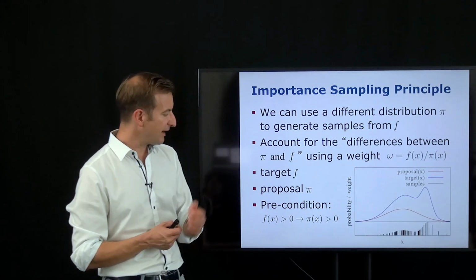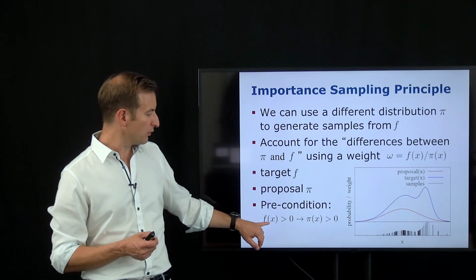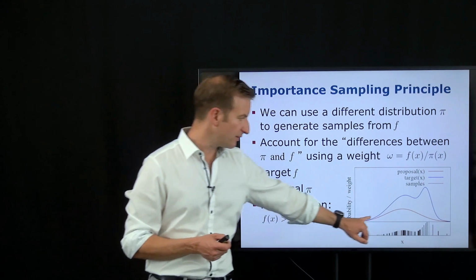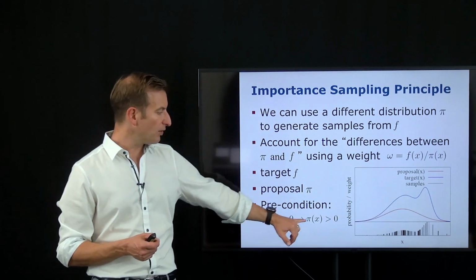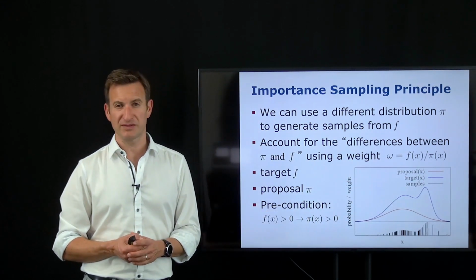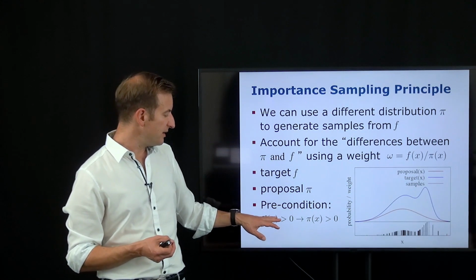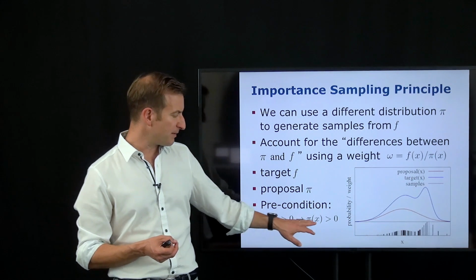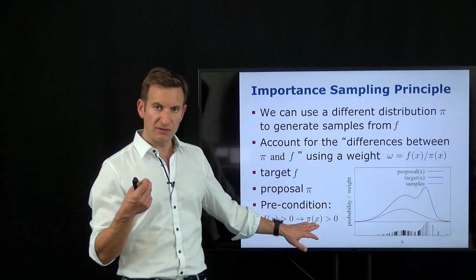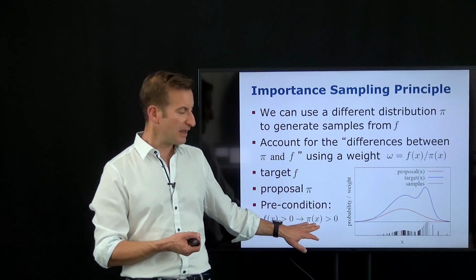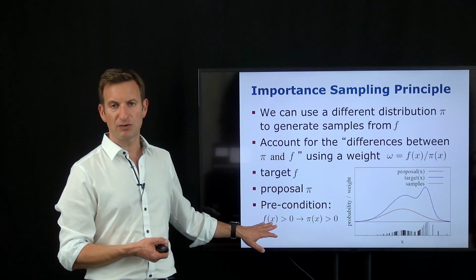The only thing I need to take care of is that for all locations where the target is larger than 0, so where the blue curve is larger than 0, also the proposal, the red curve, must be larger than 0. Why is this the case? If there were a place where the target is larger than 0, but the proposal would be 0, there's a 0 probability of generating a sample. So I could never generate a sample for that, so I will not be able to approximate f well.